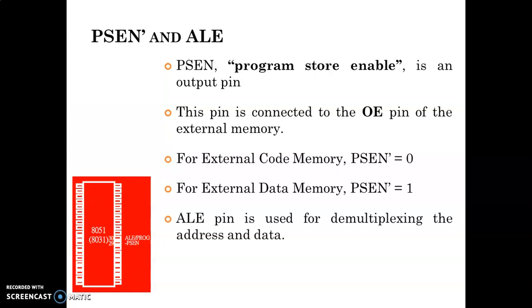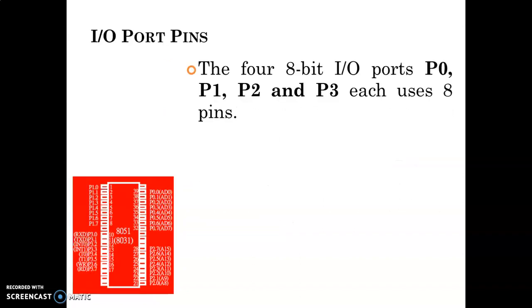PSEN, program store enable, is an output pin. This pin is connected to the output enable pin of the external memory. When we fetch code from external code memory, PSEN will be equal to 0. When we get data from external data memory, PSEN will be equal to 1. ALE, the address latch enable pin, is used for demultiplexing the address lines and data lines. Whether it is address or data is determined by the ALE pin.